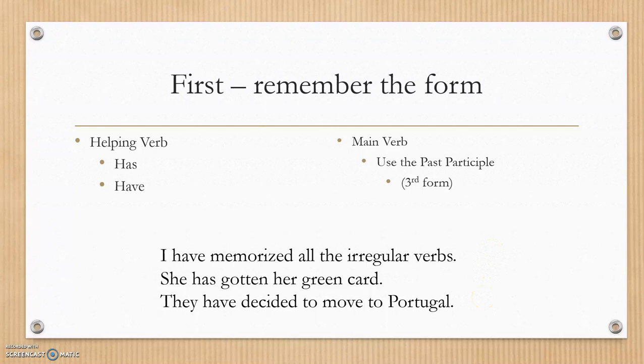She has gotten her green card. Again, it's not very important when she got it. It's important that she still has it now, right? She got it in the past at some point, and now she has it. They have decided to move to Portugal. They made the decision in the past. We don't really care too much when they decided, but now they have a plan.